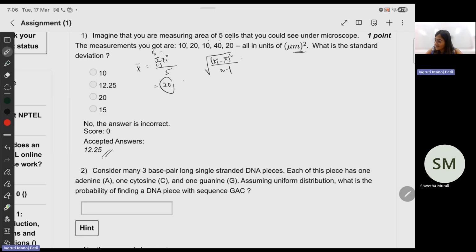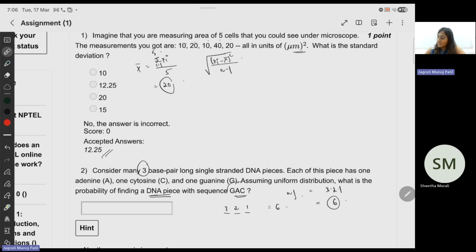Okay, so they are asking for the probability of finding a DNA piece with the sequence GAC. How many combinations we'll get: you have three bases, so that's n factorial, 3 times 2 times 1, which is 6. So you'll get six combinations for G, A, and C. For the first position you have three choices, then the second one would be two, since it shouldn't repeat, and then it would be one. So this is six.